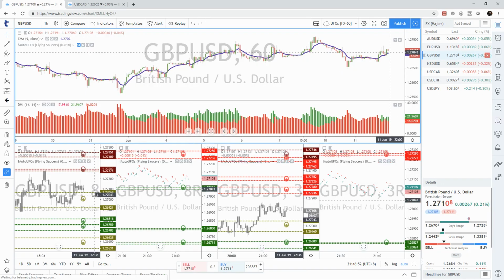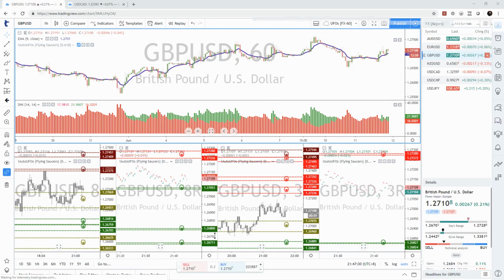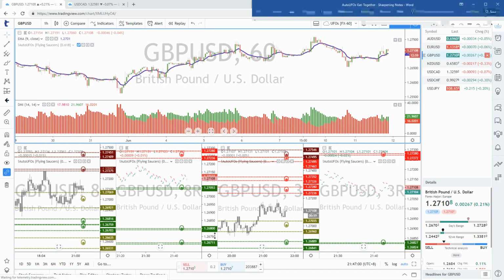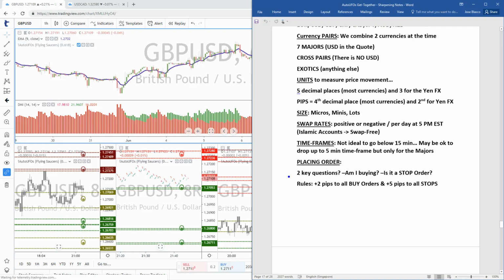So what is the entry? The entry is 127.06. Okay, we'll call it 07. If I go back to the rules that we have to trade Forex, which you may remember from the Forex session, what did we say? We said that we need to add 2 pips to the buy orders, and 5 pips to all stops. So that would be a buy order.